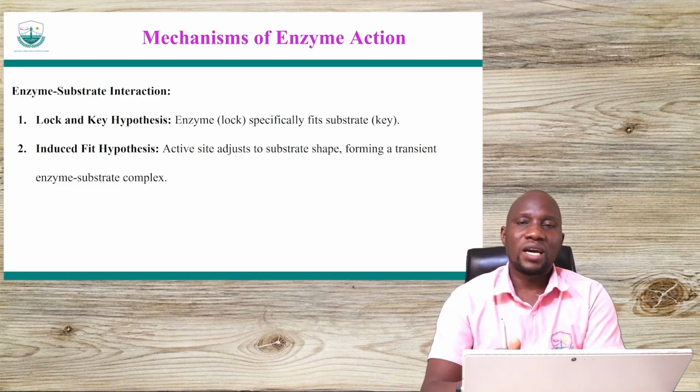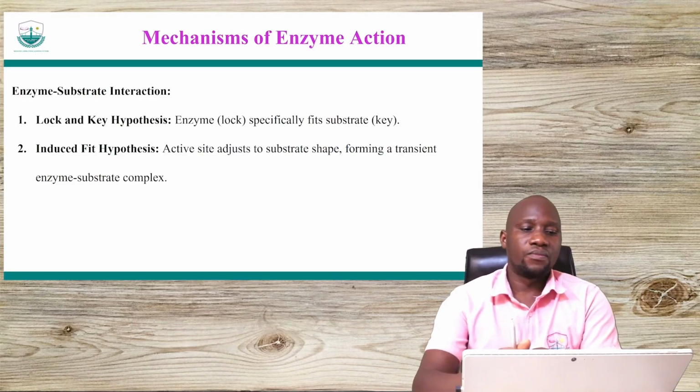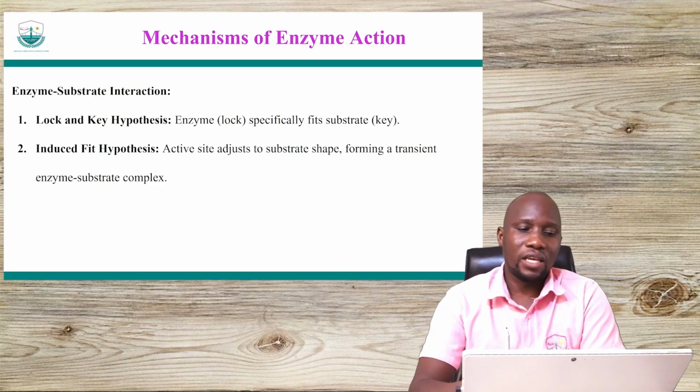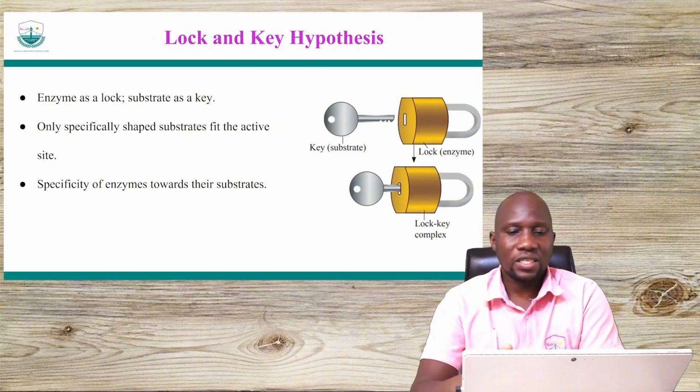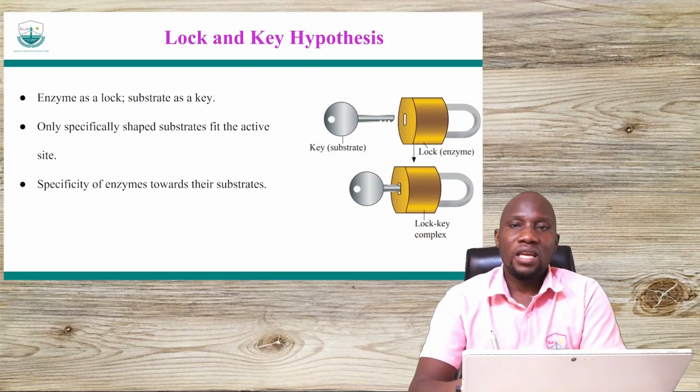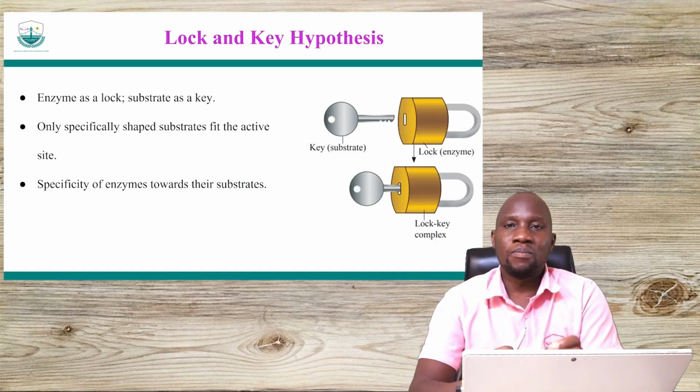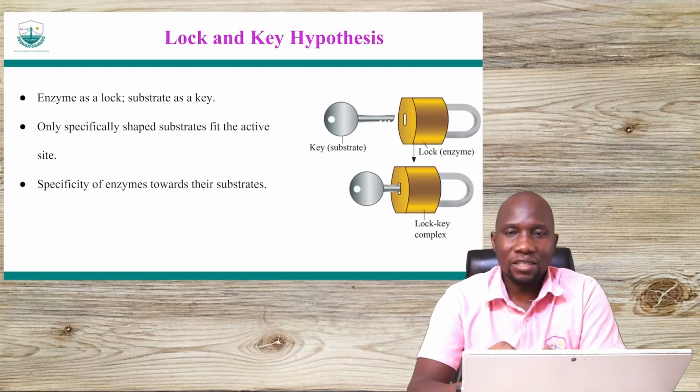Okay, so we have two mechanisms. We call them, one is the lock and key hypothesis, and then the induced fit hypothesis. So let's look at each of these and understand how they work. With the lock and key hypothesis, the enzyme is looked at as the lock. And for the lock to open, it needs a specific key that has a specific shape.